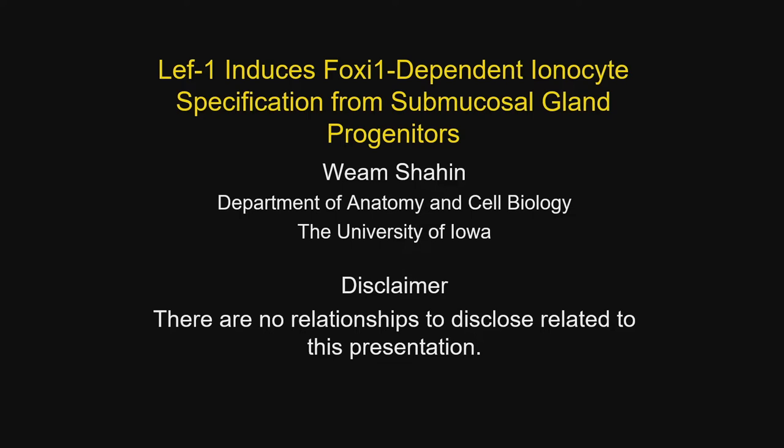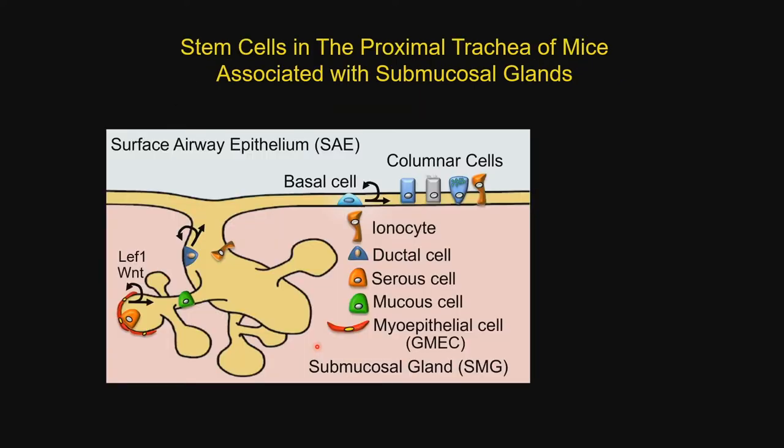So pulmonary ionocytes are rare airway epithelial cells that express a unique set of ion channels. This unique set of ion channels qualifies these cells for a great role in ion transport and thus in airway surface liquid and mucus balance. However, the origin of ionocytes is not very clear.